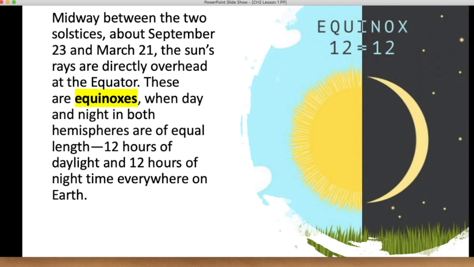Okay, midway between the two solstices, about September 23rd and March 21st, the sun's rays are directly overhead at the equator. These are equinoxes. Equinox meaning equal, when day and night in both hemispheres are equal length: 12 hours of daylight and 12 hours of nighttime everywhere on the earth. Okay, so that's what the equinox is.